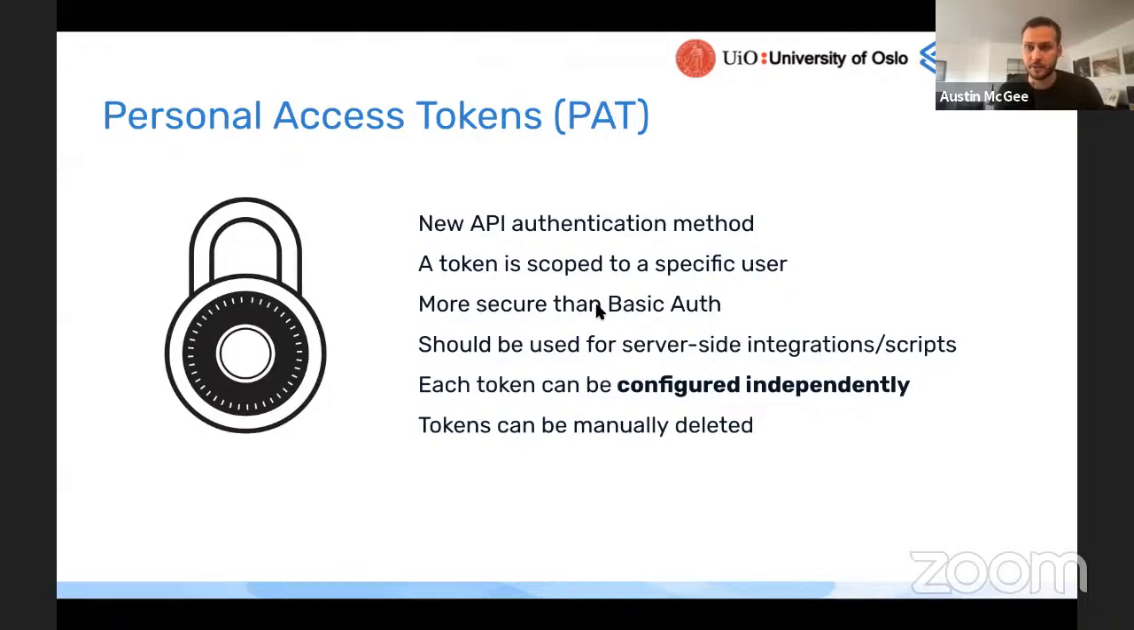Another feature that is particularly relevant to API use and developers that are interacting with DHIS2 is the introduction of personal access tokens. So personal access tokens are a new API authentication method, which is similar to and a replacement for basic auth for using the DHIS2 API. Similar to using basic authentication, where you pass the username and password with the request to DHIS2, a personal access token is scoped to a specific user.